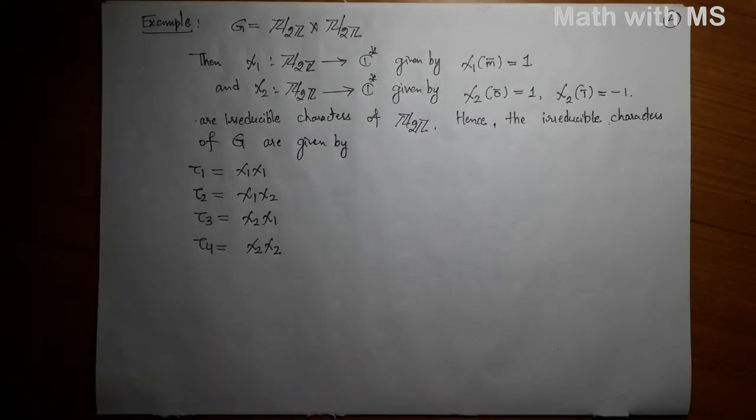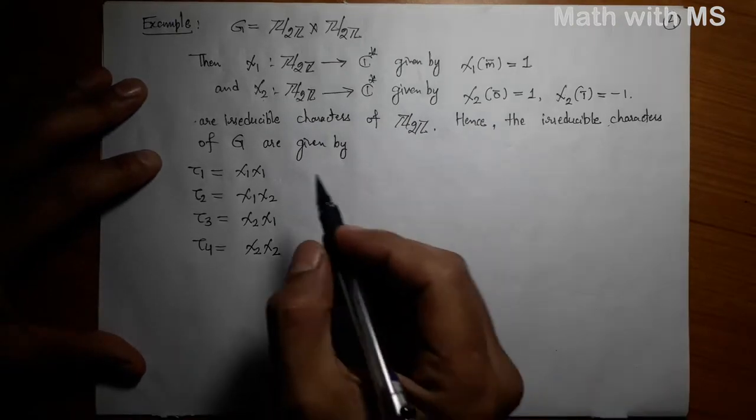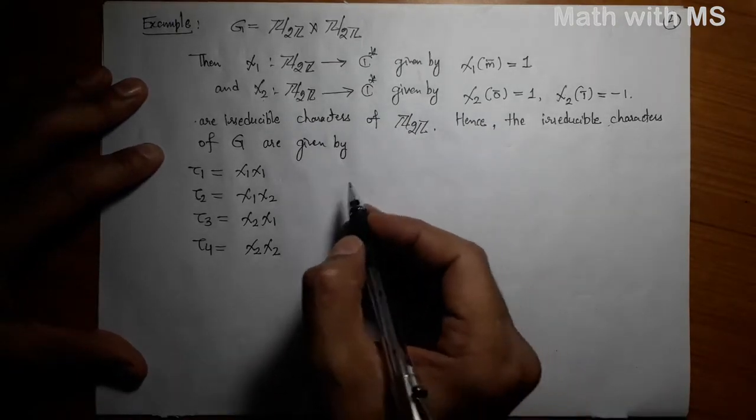So these are all the irreducible characters of the group G, and we can in fact write down the character table.